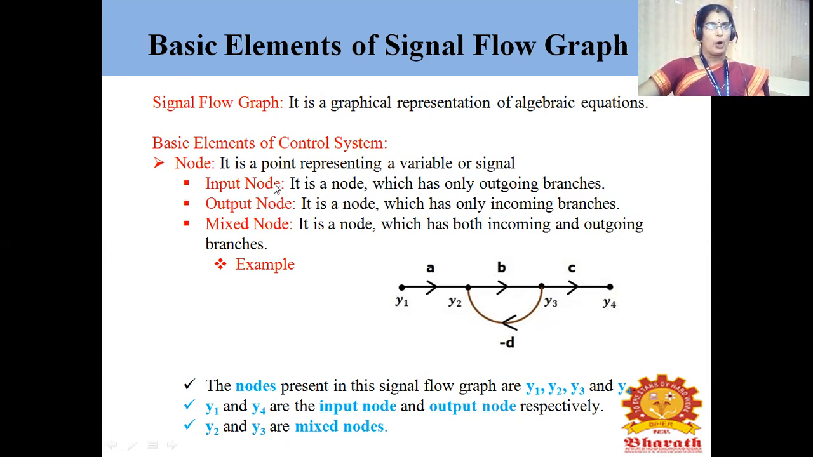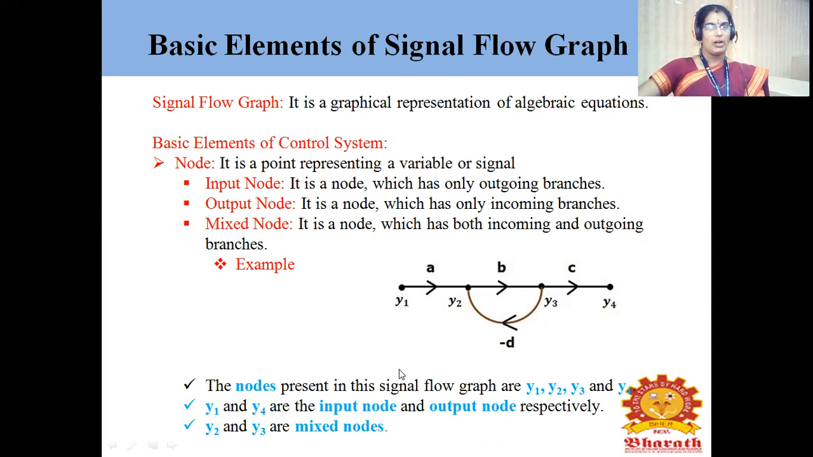So node is a point representing a variable or signal. Next one is input node. It is a node which has only outgoing branches. If you take Y1, it has only outgoing branches. If you take Y4, it has only incoming branches. So the nodes which have only outgoing branches are called input nodes. The nodes which have only incoming branches are called output nodes. Then what is meant by mixed node? A node which has both incoming and outgoing branches is called a mixed node.